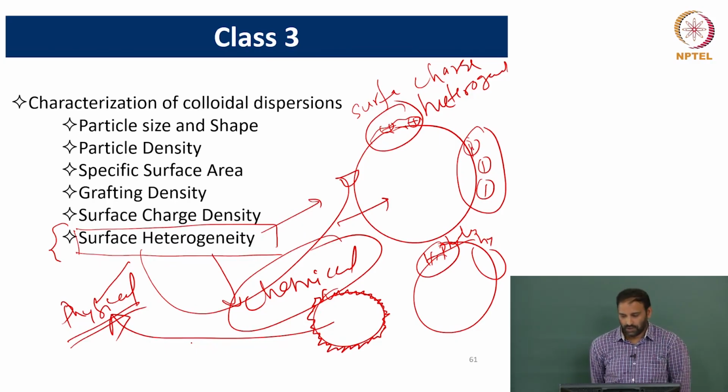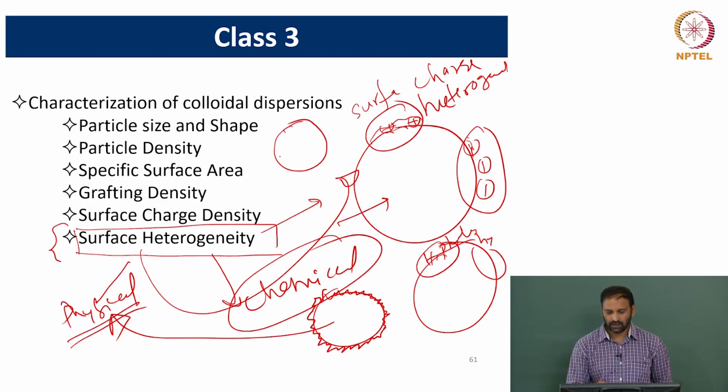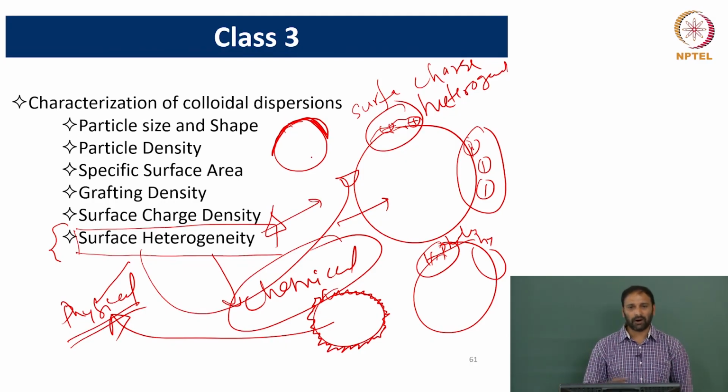What he's trying to say is that I can have a particle where some part of the surface has some chemistry, and another part has some other chemistry. That is a particle which has a surface heterogeneity, in this case a chemical heterogeneity, right. So you can think about particles like that as well.